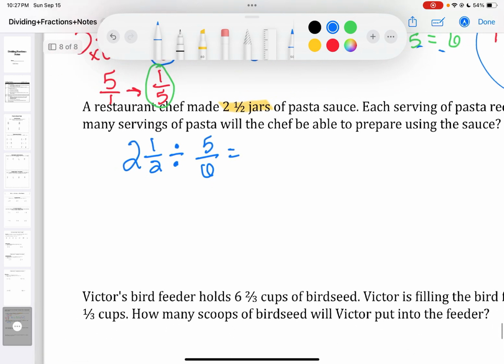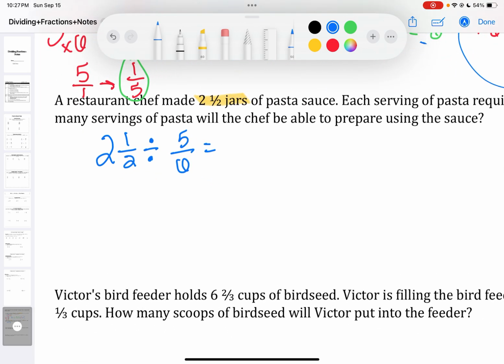So I'm going to start by turning my mixed number here into an improper fraction. So 2 and 1/2. Keeping my denominator the same. 2 times 2 is 4. 4 plus 1 is 5. I have my first part done, and now I'm going to multiply this times the reciprocal of my second fraction, which is 6/5.